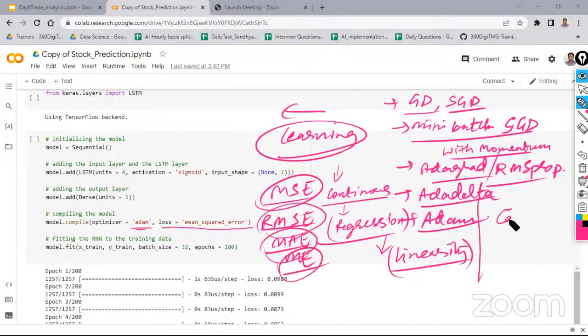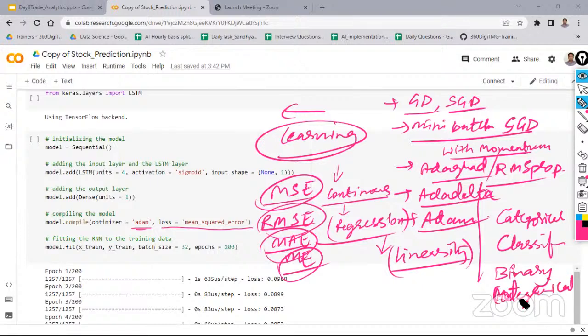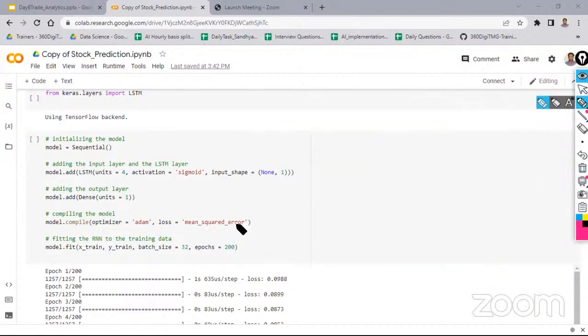Whereas when you have categorical data or classification data, you'll have binary cross entropy and categorical cross entropy. So you have two things, multi-class and binary class. We are using mean squared error because you have the continuous value, only one row that is open.